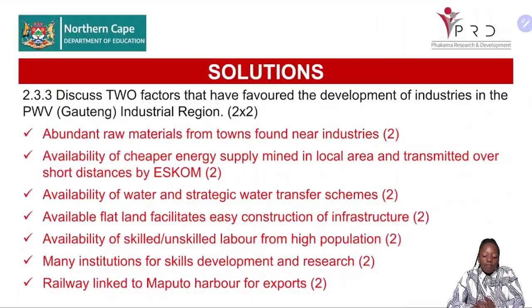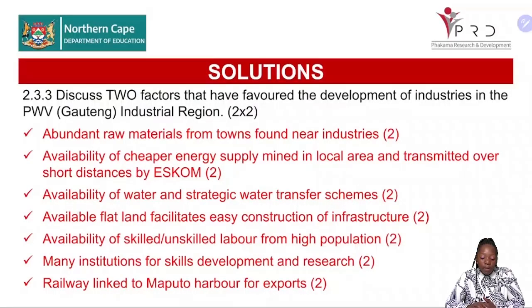Then the availability of cheaper energy. Remember, they are next to the coal, which generates the electricity. So therefore there are no transport costs that are added, which means the energy or the electricity will be much cheaper in this region. Why do they need electricity? Because this is the industry that uses machines that use electricity. So therefore electricity is always needed.